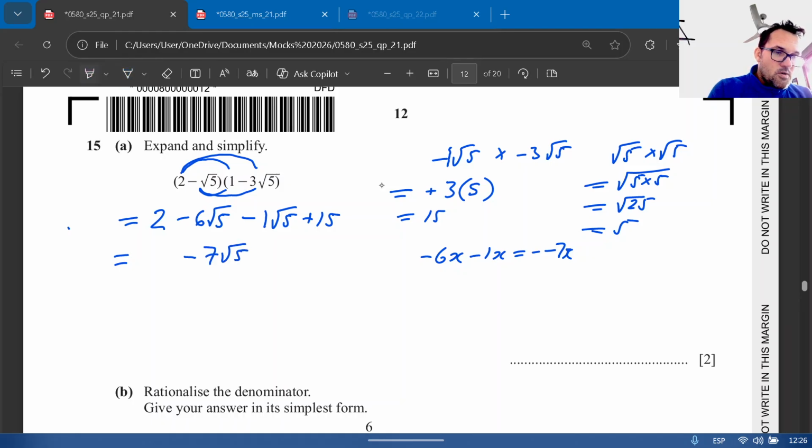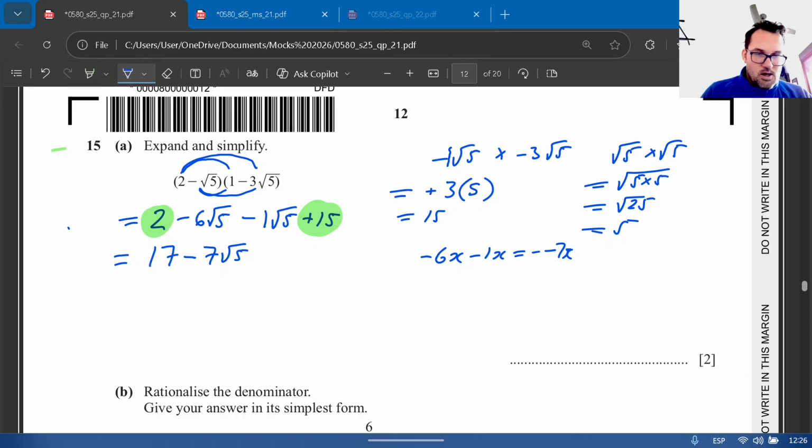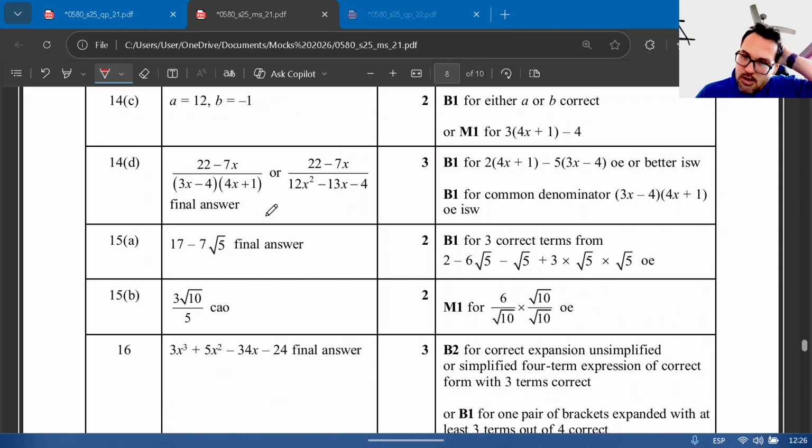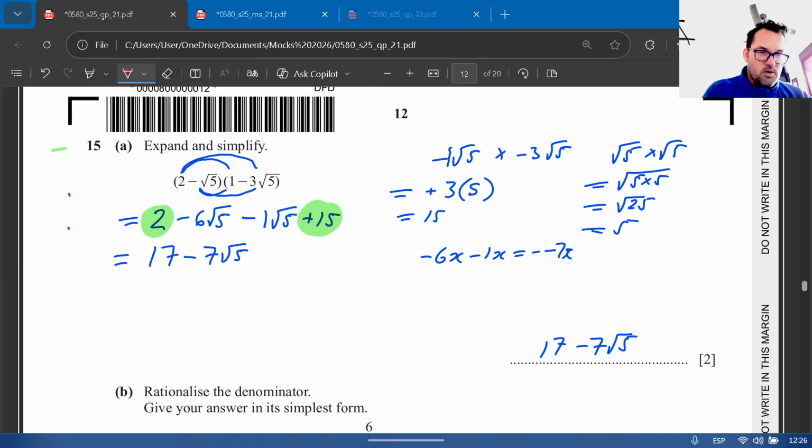And then, of course, we have a 2 plus 15. Okay, which is 17. And that is hopefully the correct answer. 17, my final answer. Okay. Alright, so only 2 marks to be given here. So for this first line, working out 1 mark, final answer 2 marks.